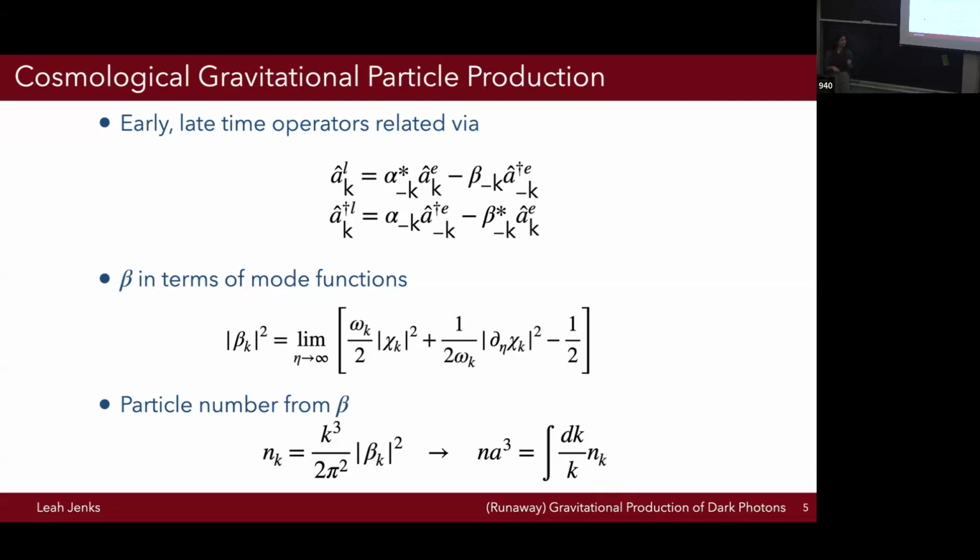So what's chi? Chi is the mode function for whatever your spectator field is. Yeah, any other questions on the setup?